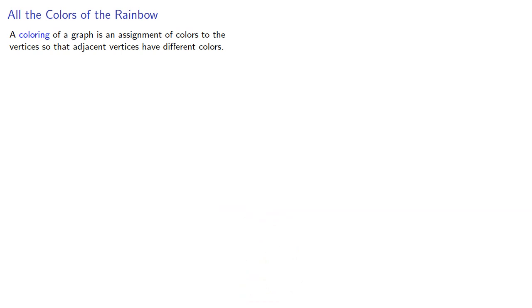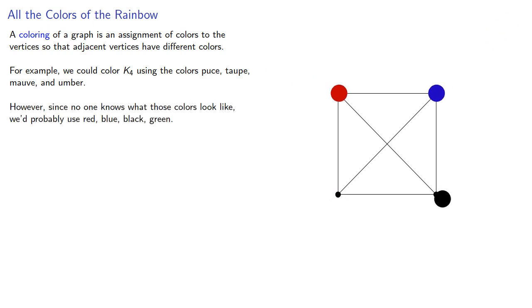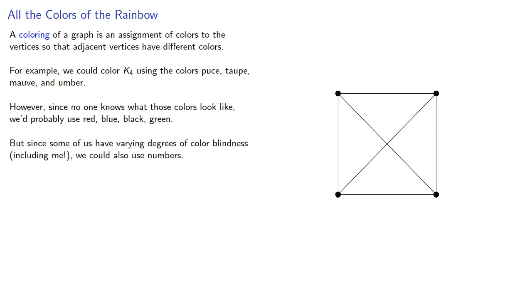A coloring of a graph is an assignment of colors to the vertices so that adjacent vertices have different colors. For example, we could color K4 using the colors puce, taupe, mauve, and umber. However, since no one knows what those colors look like, we'd probably use red, blue, black, green. But since some of us have varying degrees of color blindness, including me, we could also use numbers.